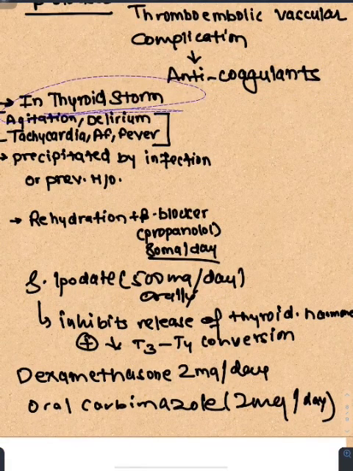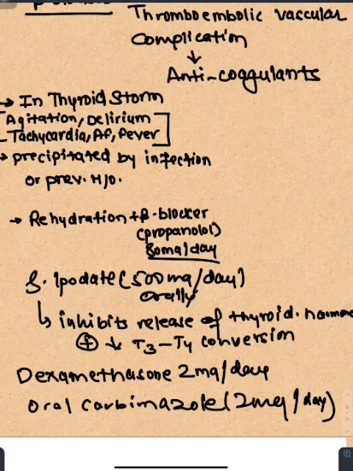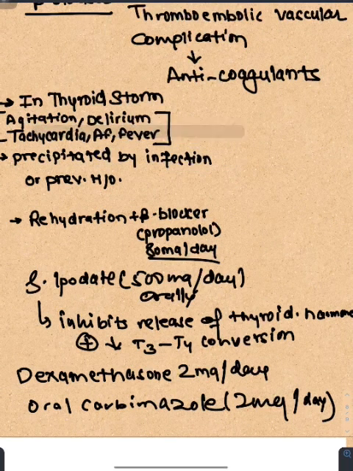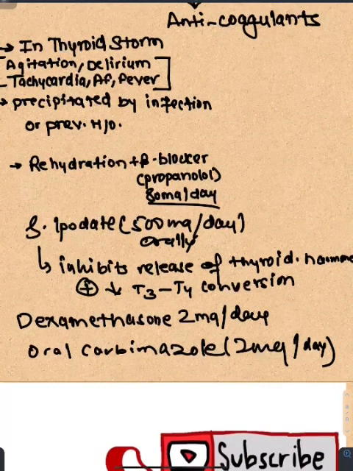So thyroid storm is a life-threatening condition and complication of hyperthyroidism, in which there are agitation, delirium, tachycardia, atrial fibrillation, and fever. There are some precipitating factors, that is infection is the precipitating factor, and the previous history of hyperthyroidism.